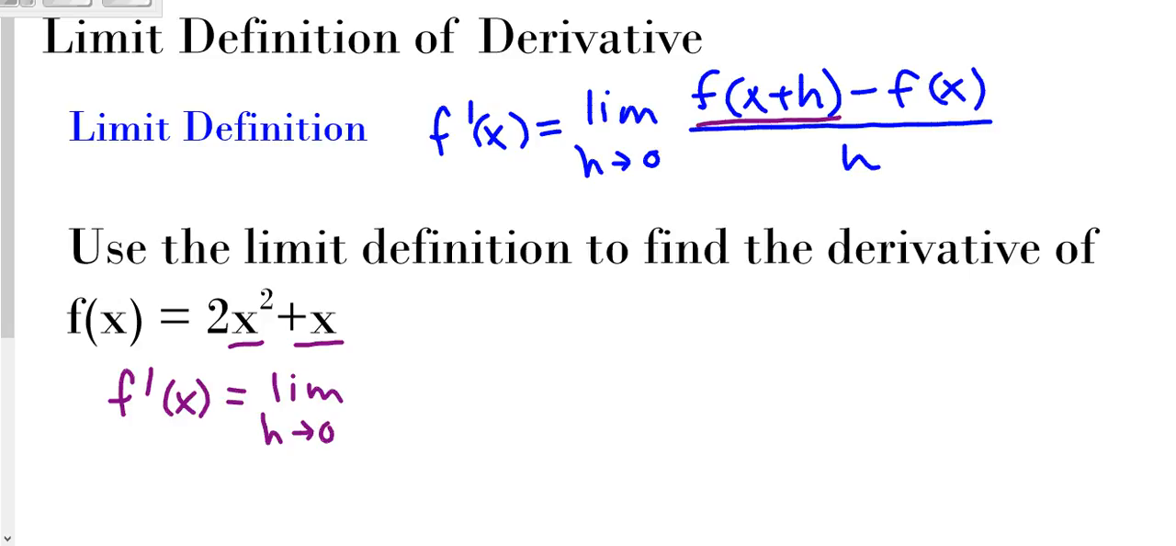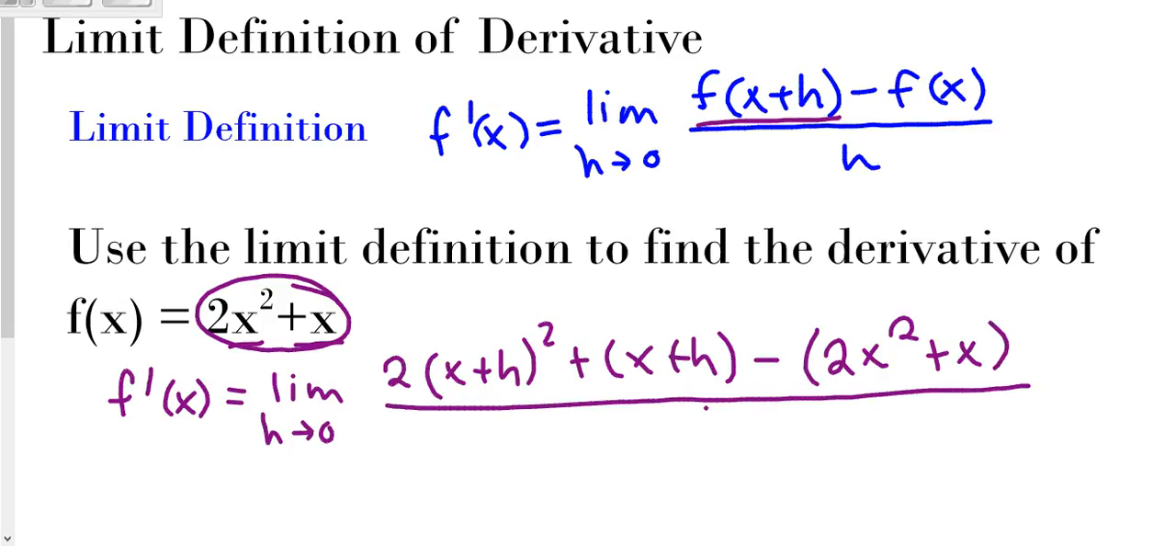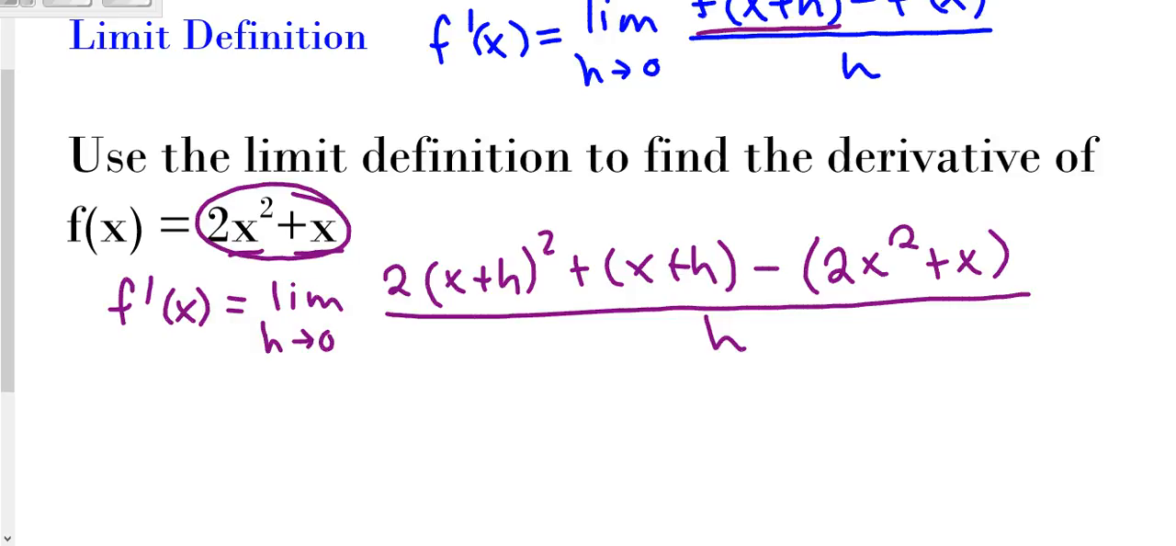F of x plus h means that we're plugging in, we have an x here, so we write x plus h instead, squared, plus another x, so we have plus x plus h. Minus f of x, so we just say minus our equation. We need to put parentheses here to make sure that we're going to distribute that negative. All over h. You must put the h every time or you will lose points. Don't lose points just because you didn't want to write something.